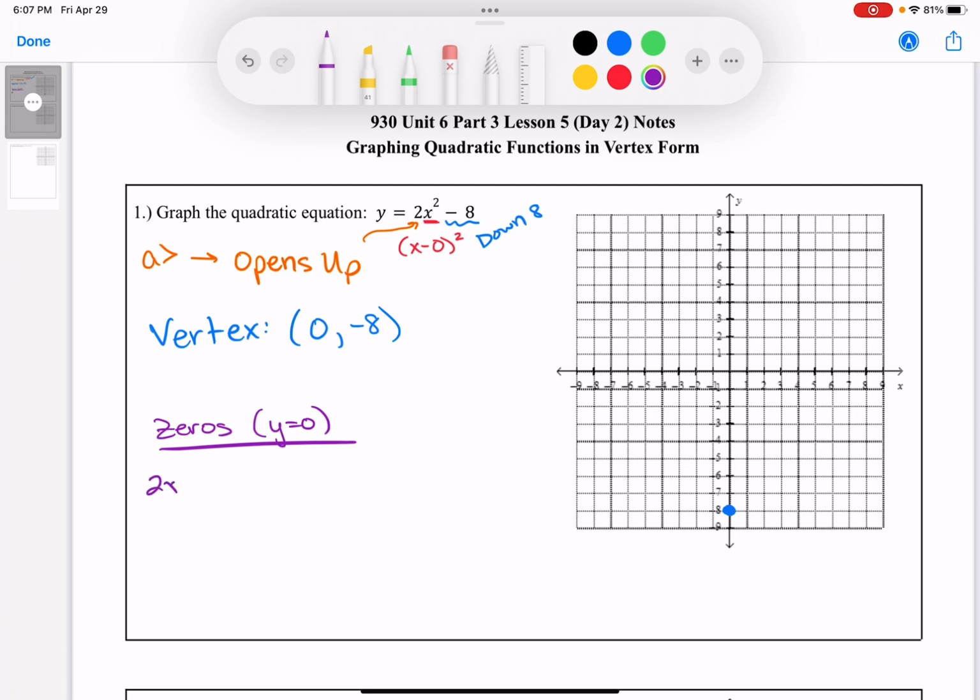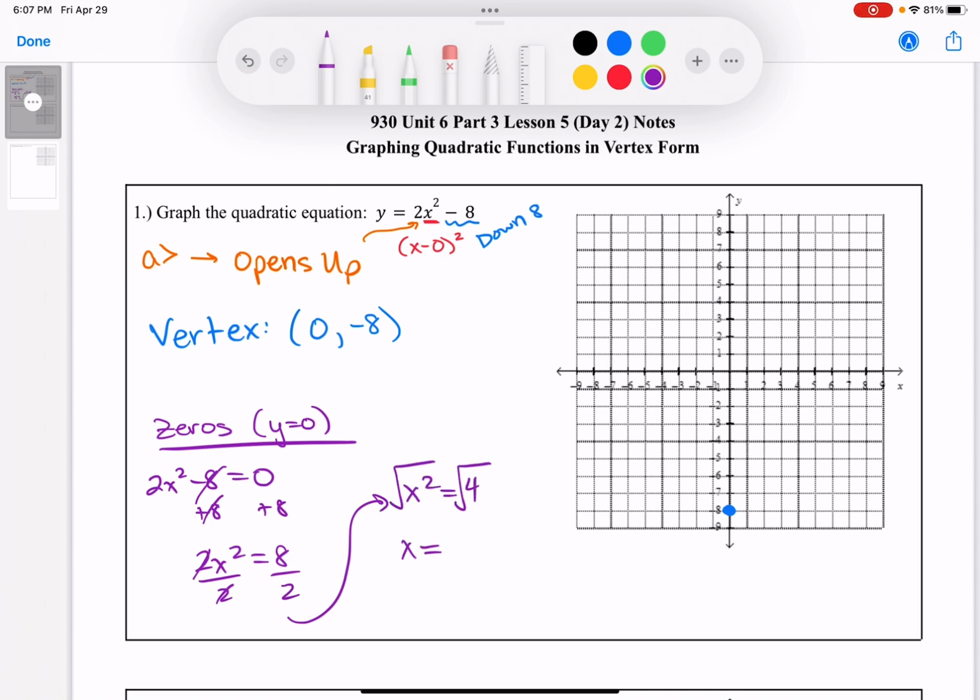So I have 2x squared minus 8 equals 0. Add 8 to both sides. Divide by 2. x squared equals 4, so I take the square root of both sides. And remember, when you take the square root, we should have two answers, 2 and -2. And we always write our zeros as points, (2, 0) and (-2, 0). So I can plot those on my graph just like we talked about yesterday. And then I've got my parabola, and I can just graph away, make that U shape as good as we possibly can, right?